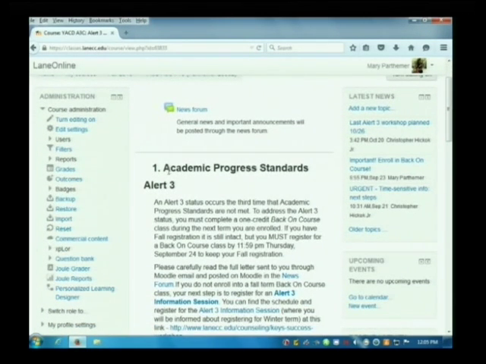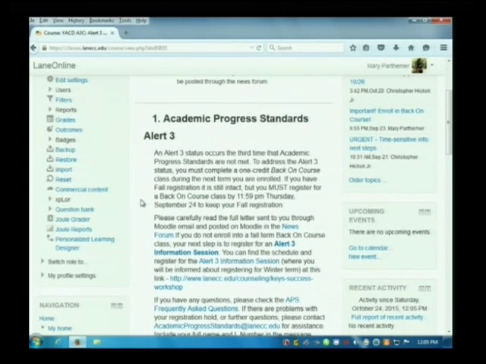So here we are. Lots of information about academic progress standards. If you've reached Alert 3, it's really, really important that you understand what the academic progress standards are and what you need to do to meet them. It's important to understand that before you reach Alert 3, but especially if you're at Alert 3, you want to be sure that you understand what they are, what's been getting in your way of meeting those standards, and how you're going to make a change in this next term that you're coming back.